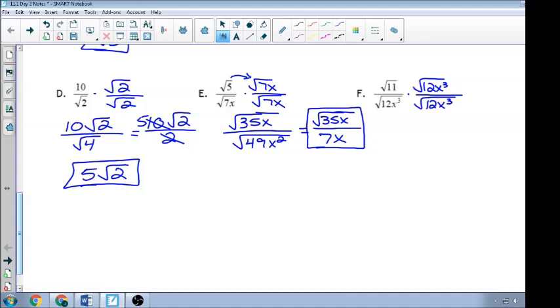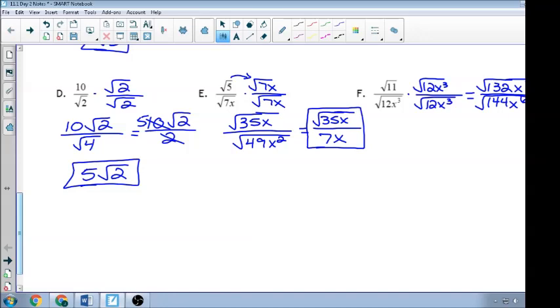What that's going to get me, since the square root of 11 times the square root of 12x to the third are both inside of square roots, I'm actually going to multiply the 11 and the 12, so I end up with the square root of 132x to the third over, it would be 144x to the sixth underneath the square root, because 12x to the third times 12x to the third is 144x to the sixth.